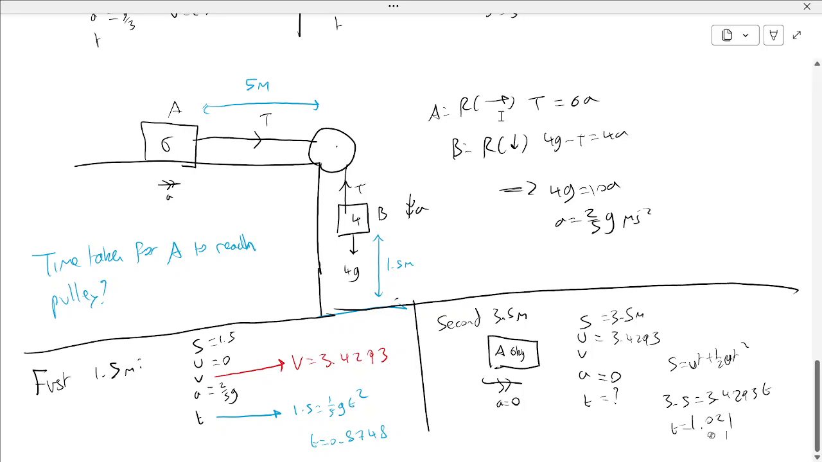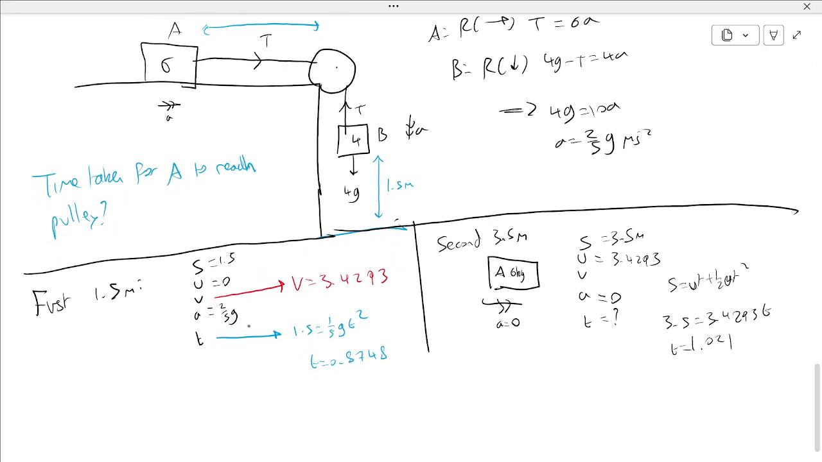So 1 and a bit seconds for that second part of the journey, just under 1 second for that first part of the journey. Adding those together, the answer plus 0.875, gives 1.896 seconds.